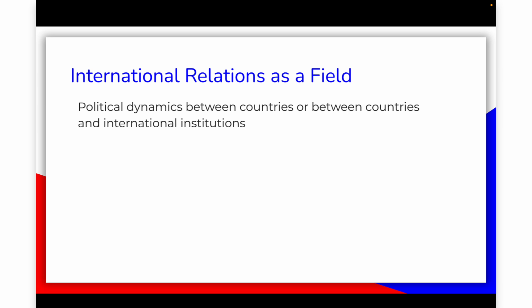This is typically the political dynamics between countries. So think about war or peace or conflict, or they are between countries and international institutions. So think Germany and the EU, right? Or the United States and the World Health Organization, that kind of thing, okay? So this typically gets divided into 3 subfields. This is not my field, by the way.